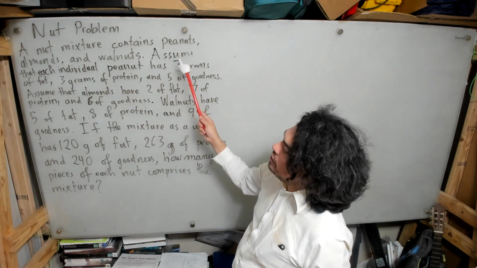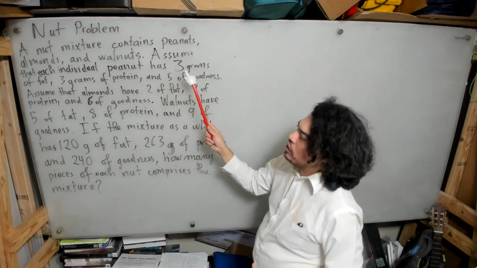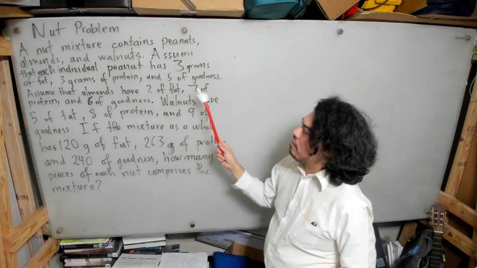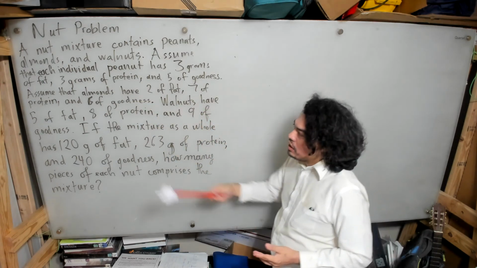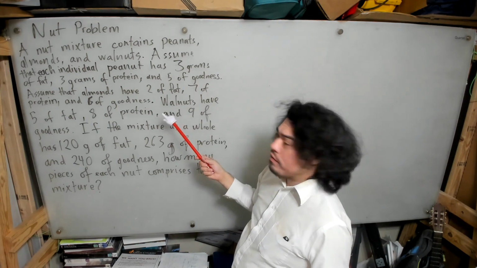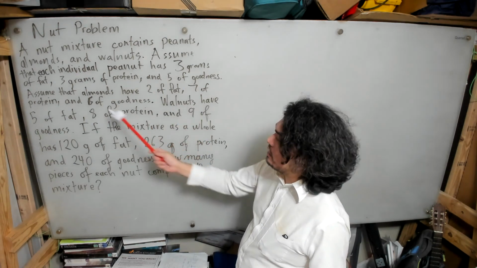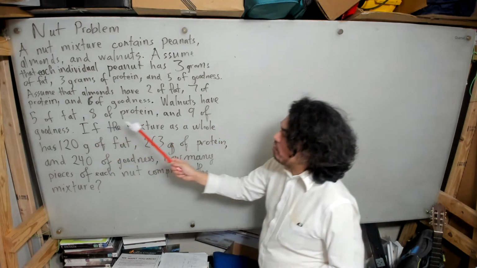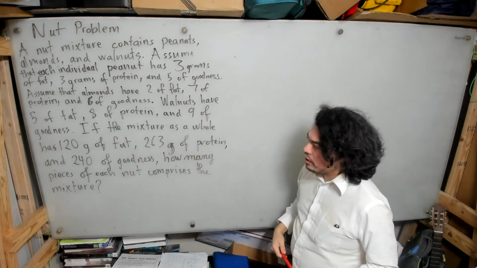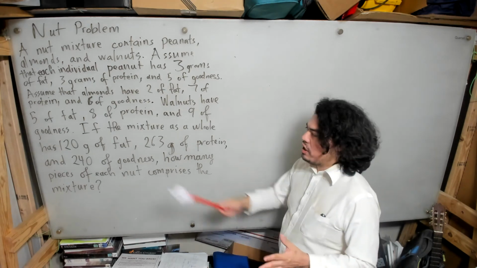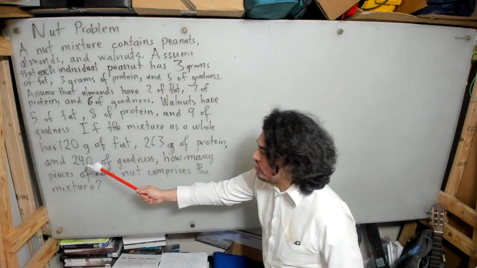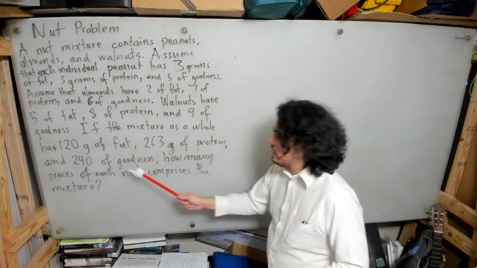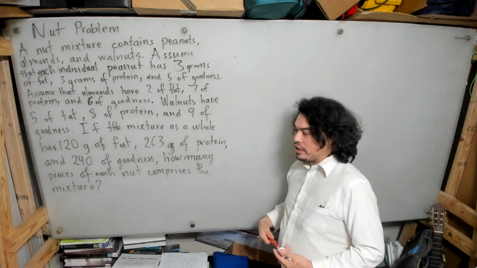So a nut mixture contains peanuts, almonds, and walnuts. Assume that each individual peanut has 3 grams of fat, 3 grams of protein, and 5 of goodness. Assume that almonds have 2 of fat, 7 of protein, and 6 of goodness. And assume, moreover, that walnuts have 5 of fat, 8 of protein, and 9 of goodness. Now, if the mixture as a whole has 120 grams of fat, 262 grams of protein, and 240 of goodness, how many pieces of each nut comprise the mixture?